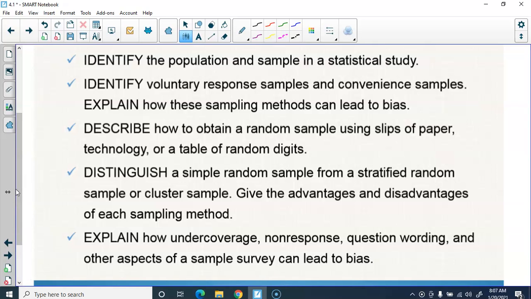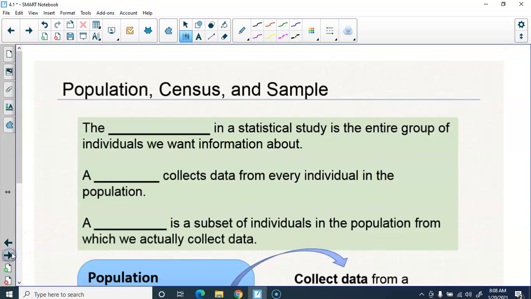We have to be able to identify and explain how these sampling methods can lead to bias. Describe how to obtain a random sample using slips of paper, technology, or a random table of digits. Distinguish a simple random sample from a stratified random sample or cluster sample. Again, those are some vocabulary we need to learn. Giving the advantages and disadvantages of each. Undercoverage, non-response, question wording, and other aspects can lead to bias.